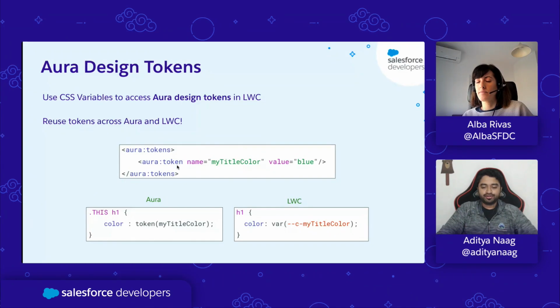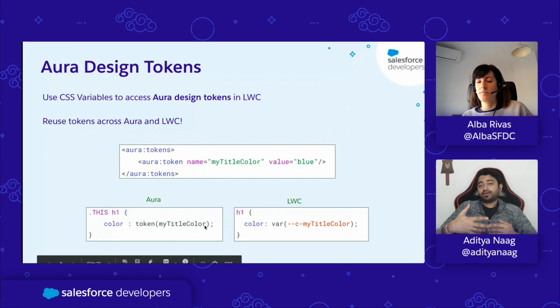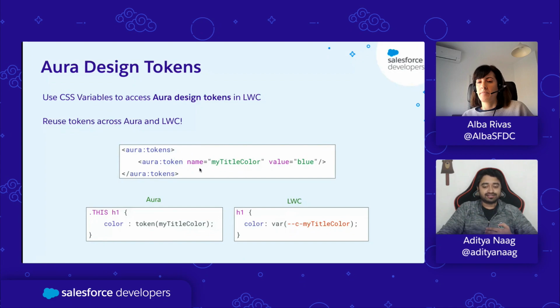So with tokens, what you do is you define, just like a property, the name and whatever its value is, and you use that in your Aura component CSS file, like you say token, and you give the token name. But because we are all for web standards and we want you to use your Aura design tokens everywhere, in Lightning Web Components, you can use your Aura tokens as well. How? Using the custom property syntax.